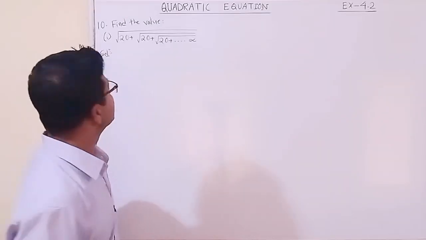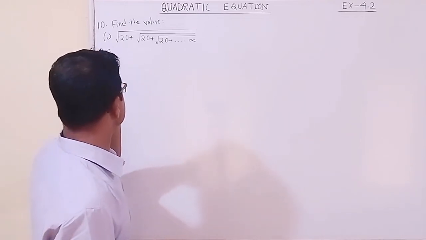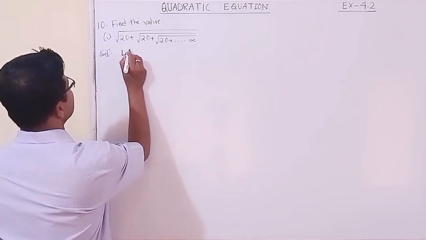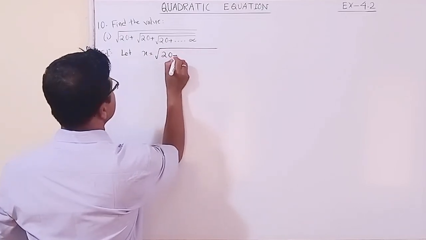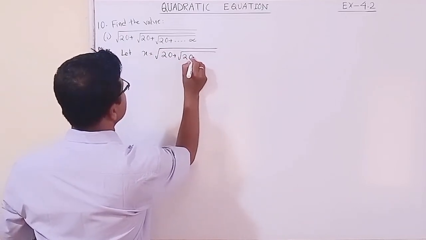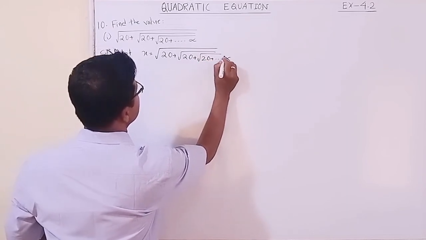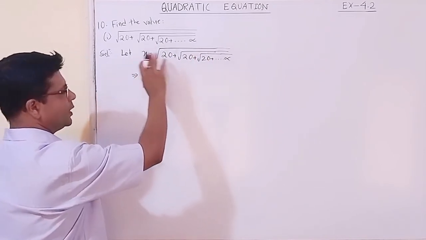Then my beloved student, we have taken question number 10. Find the value of this. We have got a very interesting question. We have to find the value of this. Okay, this is a very simple sum. Let this be x. x equal to square root of 20 plus square root of 20 plus square root of 20 plus dot dot dot dot. This will go on up to infinity. All right. Now, what will we do? We have to find the value of this. We have assumed this is x.